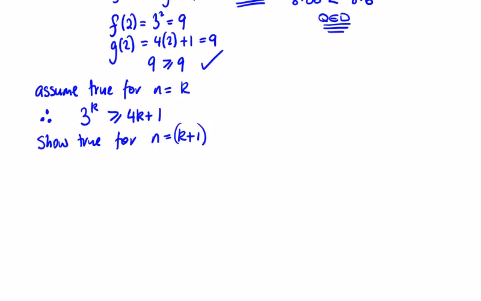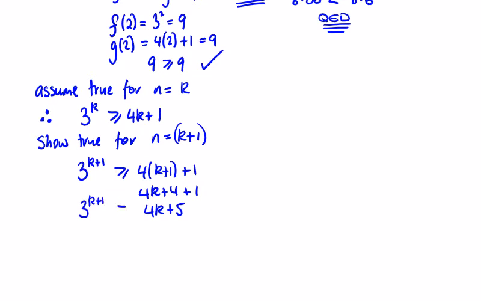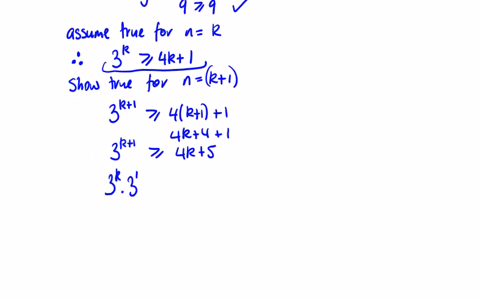So we're going to get 3 to the power of k plus 1 greater than or equal to 4 times k plus 1, which is 4k plus 4 plus 1, which is 4k plus 5. So we have to show that 3 to the power of k plus 1 is greater than or equal to 4k plus 5. Now, what do we know so far? We know that 3 to the power of k is definitely greater than or equal to that. We're assuming that. So if we break 3 to the power of k plus 1 up into 3 to the power of k times 3 to the power of 1, that will become 3 times 3 to the power of k.